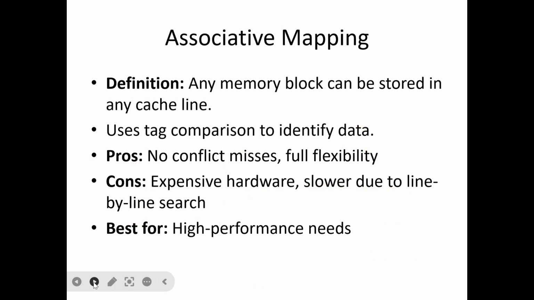Associative mapping. Think of this as park-anywhere mode. Any block can go in any line, identified by tag bits. The pros are zero conflict misses and total flexibility, and the cons are slower searches. That is, it must check all lines in parallel, and it also requires expensive hardware. It needs comparators for every line, but is best for high-end systems where speed isn't the only priority.